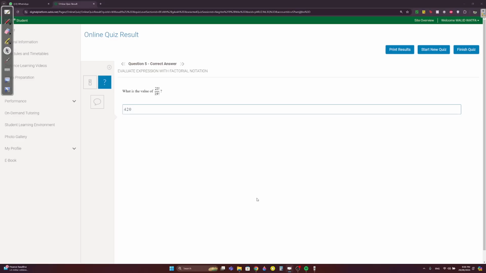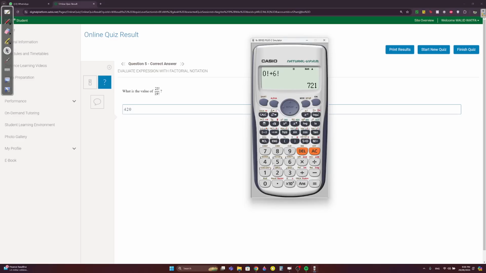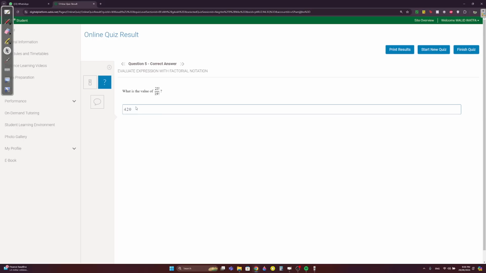Or you can just do this: you can just do 21 factorial over 19 factorial, 420.